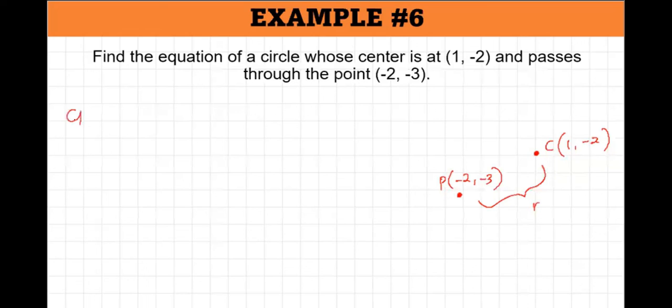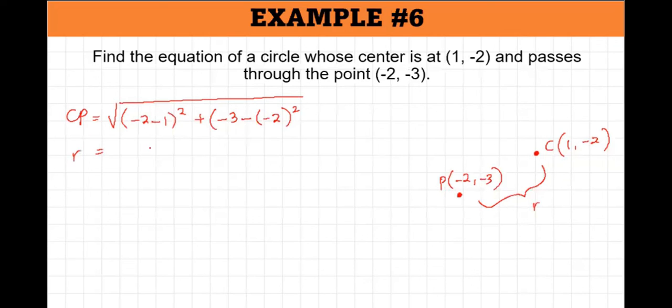And the only way for you to do that is to use the distance formula again. Now, in this case, kahit saan na dyan yung mag-value for x sub 1, y sub 1, x sub 2, y sub 2, as long as you will follow properly the formula for the distance. So, this is going to be, again, (-2 - 1) squared plus (-3 - (-2)) squared. And then simplify. So this one is going to be the value of r. Kasi the distance between the center and the point is also equal to r.